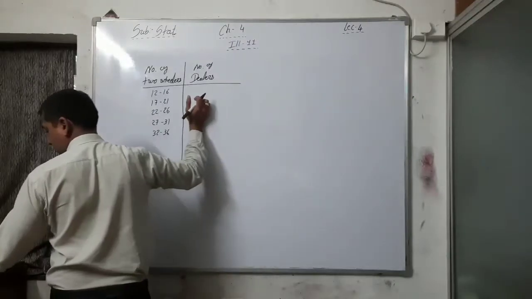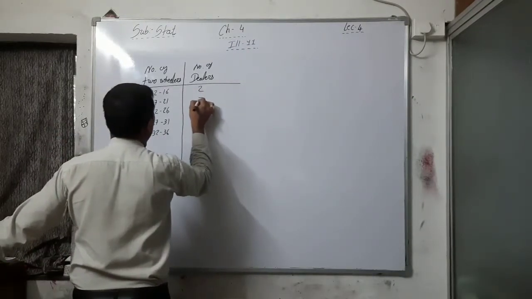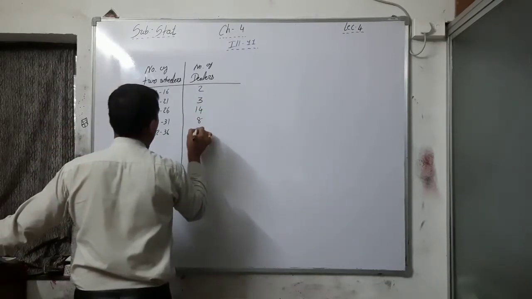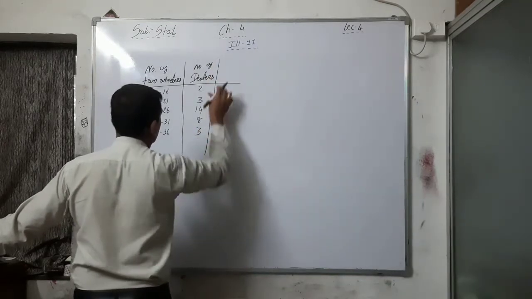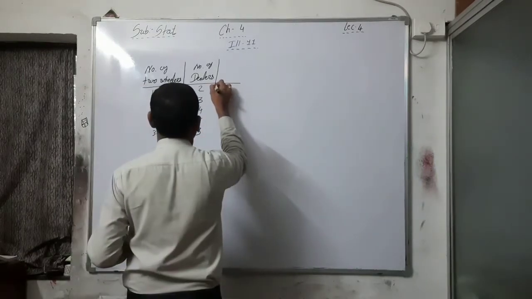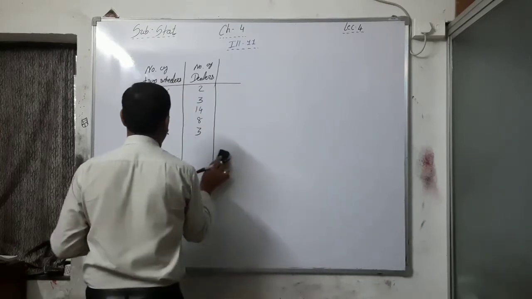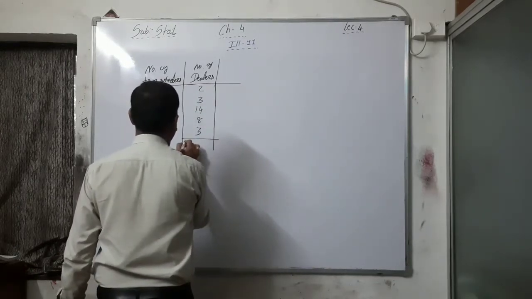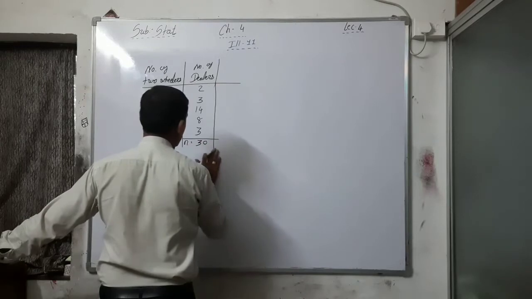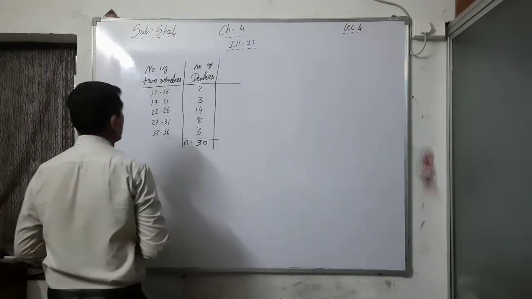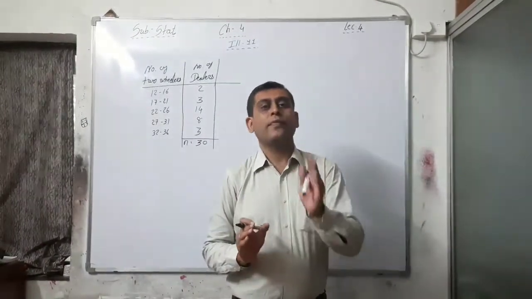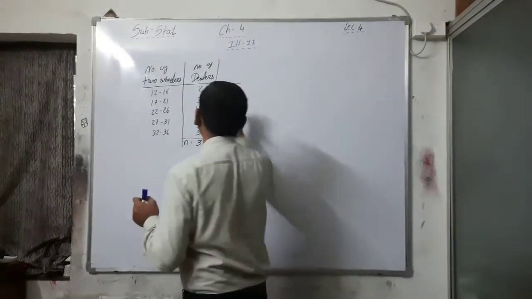Number of dealers 2, 3, 14, 8 and 3, 10 is equal to what? First of all, that is 30. Now we have to find the mean value from that. This is continuous group data, and that's why we have to find the mean values.